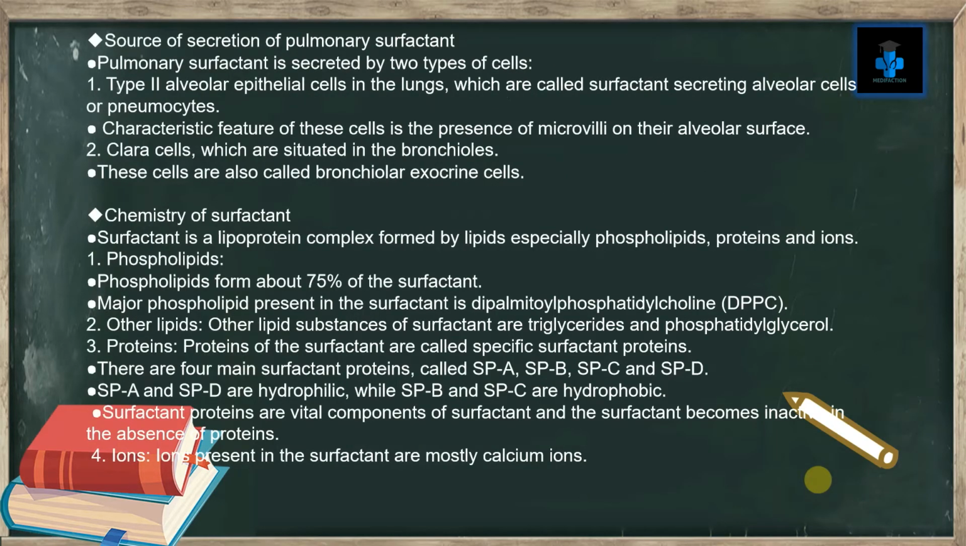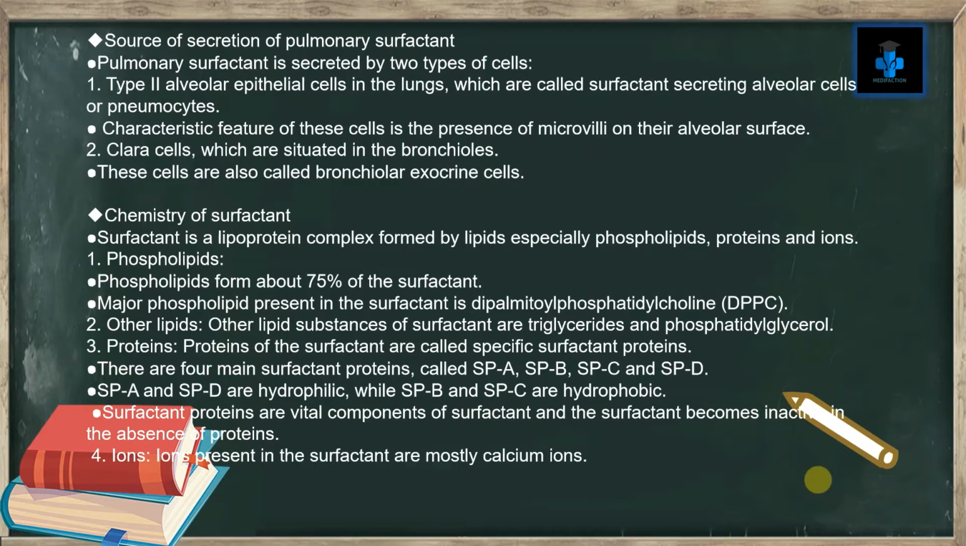Source and secretion of pulmonary surfactant. Pulmonary surfactant is secreted by two types of cell. Type 2 alveolar epithelial cells in the lungs, which are called surfactant secreting alveolar cells or pneumocytes. Characteristic feature of these cells is the presence of microvilli on their alveolar surface. And Clara cells, which are situated in the bronchioles. These cells are called bronchiolar exocrine cells.